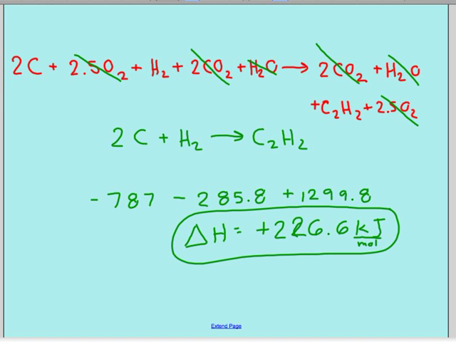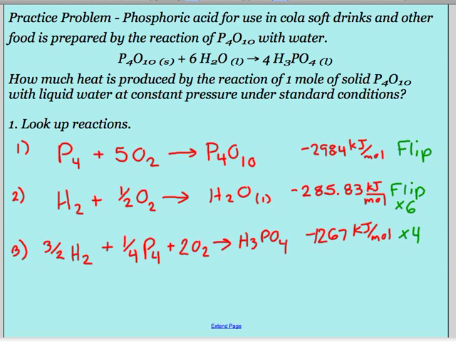Alright, this last problem is just one more example here. Now, one thing that's a little different here is they didn't give us the reactants, or the reactions. So it says we use phosphoric acid, and it's in soft drinks and all that other kind of stuff, and this is how you make it. So P4O10, water, and phosphoric acid. And we want to know how much heat do we produce if we have 1 mole of the solid P4O10. So here's the reaction that we're trying to match.